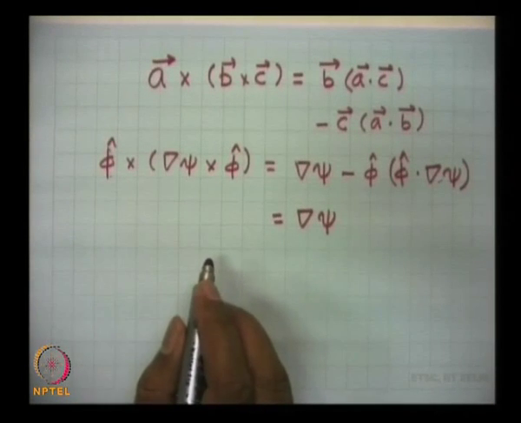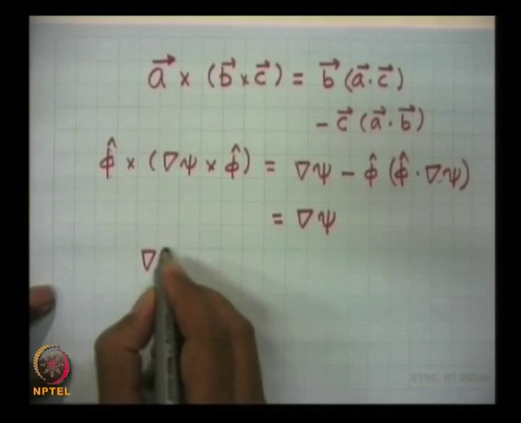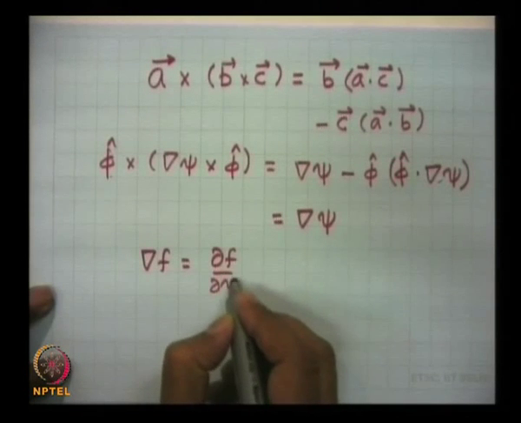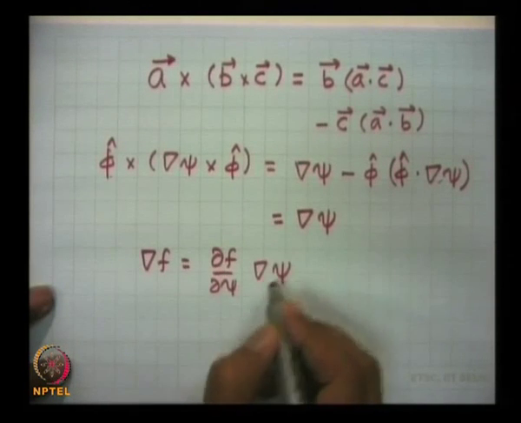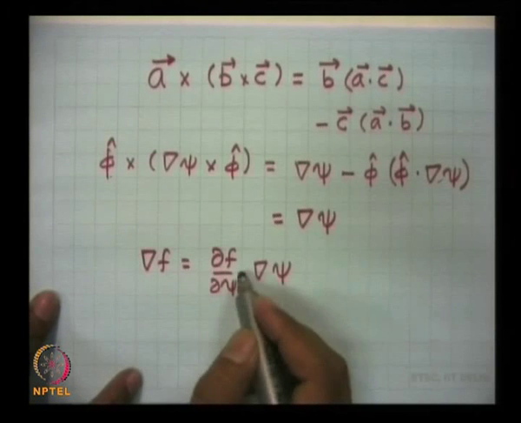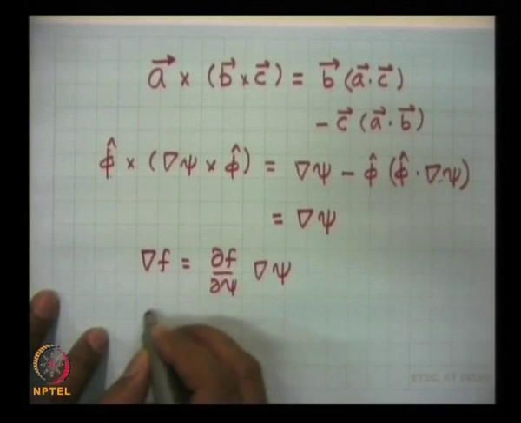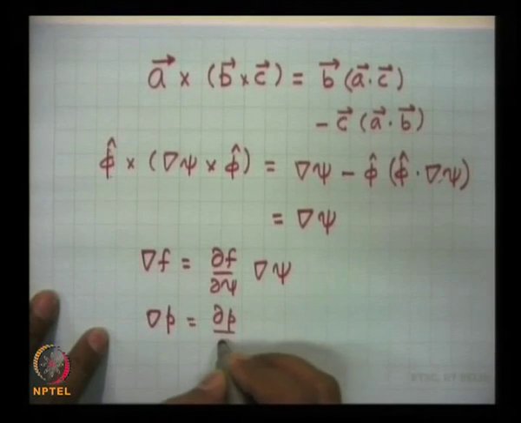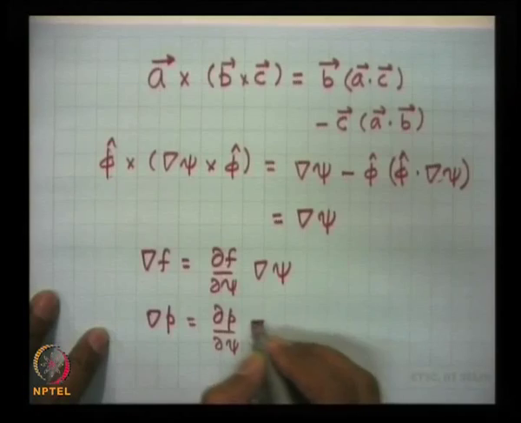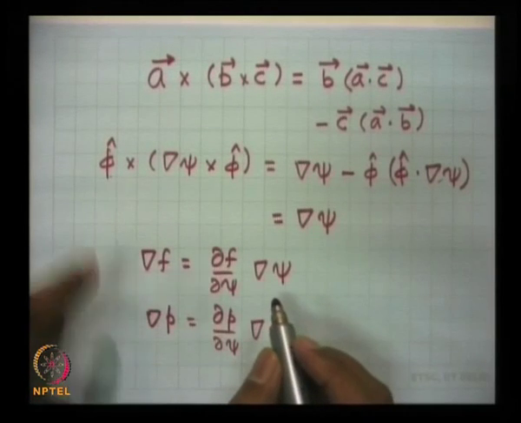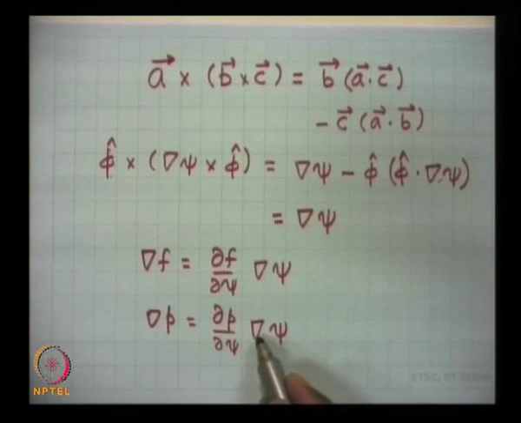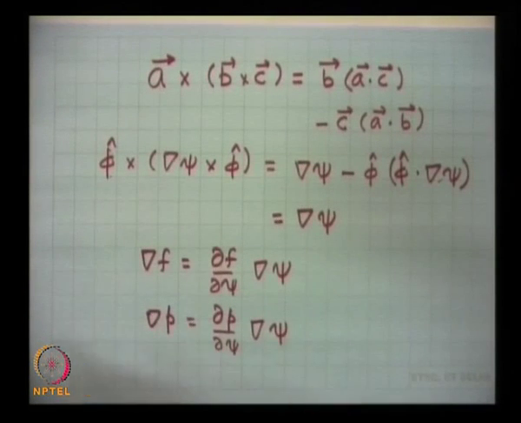So what I can do, if I write this grad F is equal to delta F by delta psi into gradient of psi, because F does not depend on anything else, and grad P is equal to delta P upon delta psi into gradient of psi, then in that equation all terms have grad psi common and you can cancel that. Then this equation takes the following form.